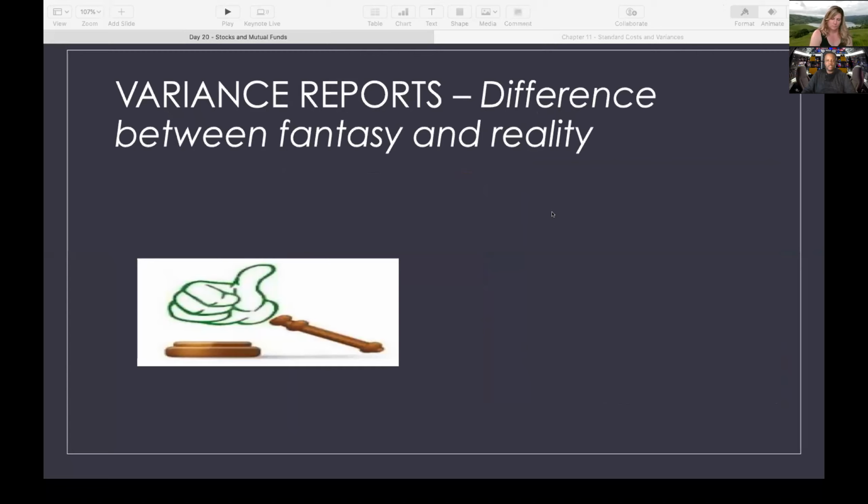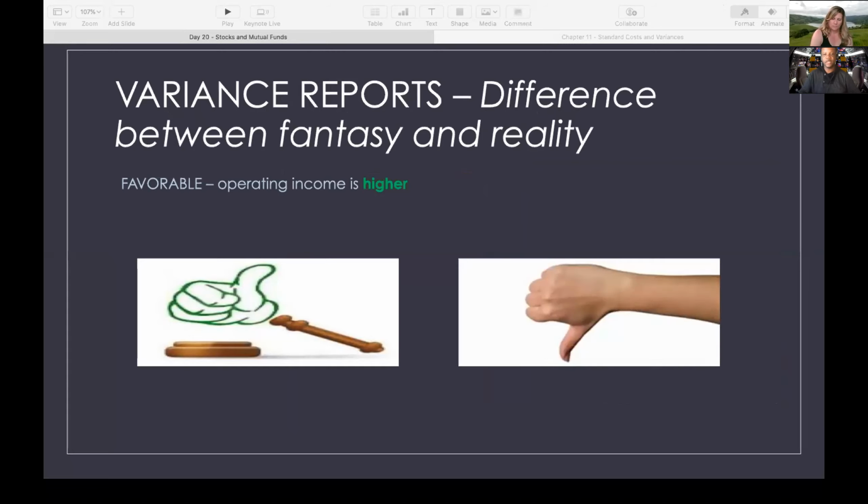And if the variance, the difference, results in our operating income being higher, we call that a favorable difference. If it results in our operating income being lower than what we had budgeted for, we call that an unfavorable difference. So if revenue is higher than we anticipated, that's going to be a favorable variance. If our revenue was lower than we anticipated, that would be an unfavorable difference.